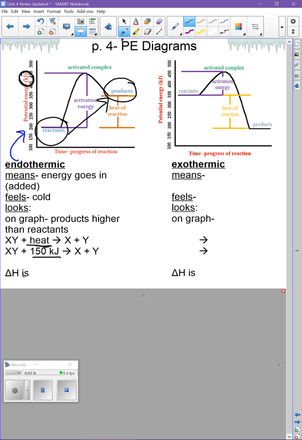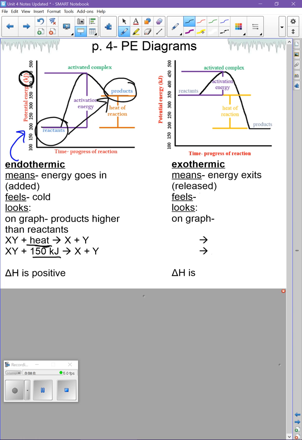Lastly, when we calculated the delta H for this reaction, it was 150 kilojoules. Anytime you get a positive heat of reaction, or a positive delta H, you know that your reaction is endothermic. If you can remember that, then exothermic is just everything backwards. So exo means that energy goes out, or it exits, or it's being released.